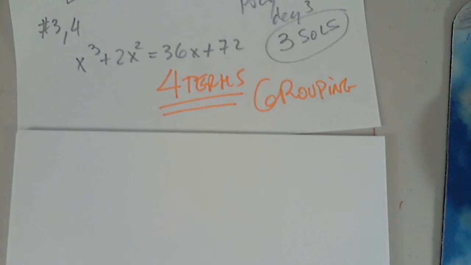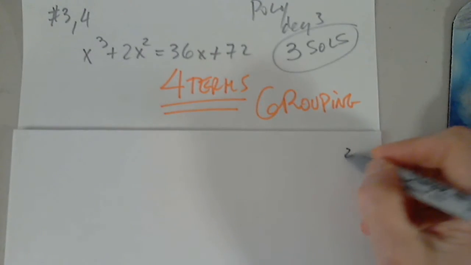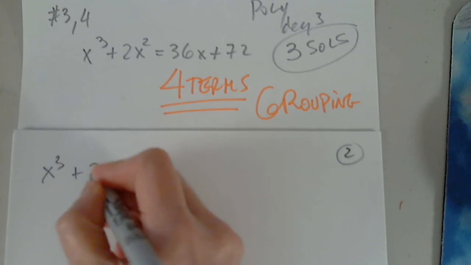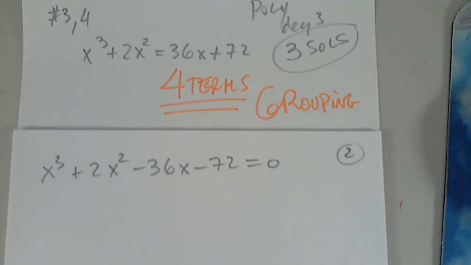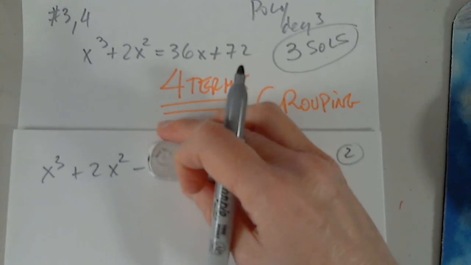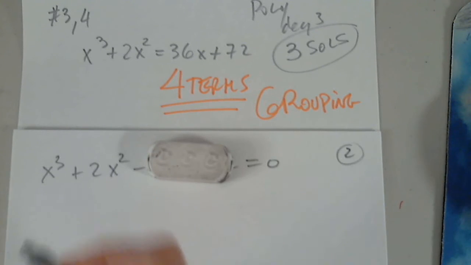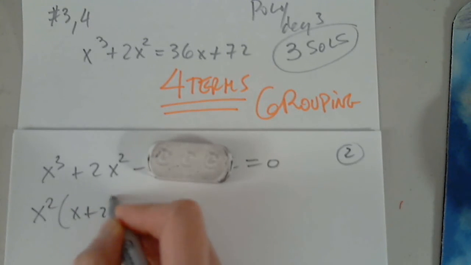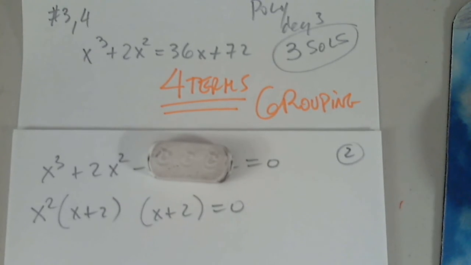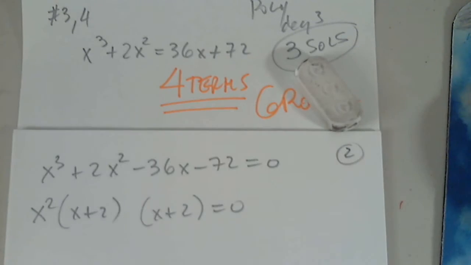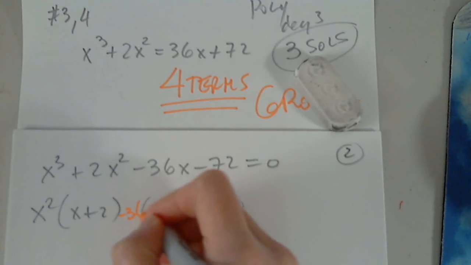I move everything to one side. So x cubed plus 2x squared minus 36x minus 72 equals 0. I look at the first two. I realize that x squared is out. I don't care what I have here. If I cannot bring out an x plus 2, then I am not on the right track, or the polynomial is not factorable, or whatever. Negative 36. Oh, this is not good.